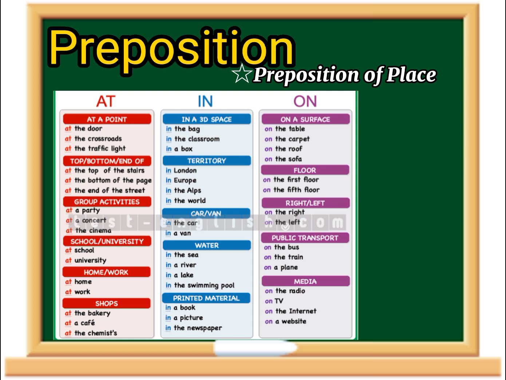And in is used for 3D spaces, for territory, for car or van, for water, or for printed material. And on is used for surface, for floor, for right or left, for public transport, or for media.